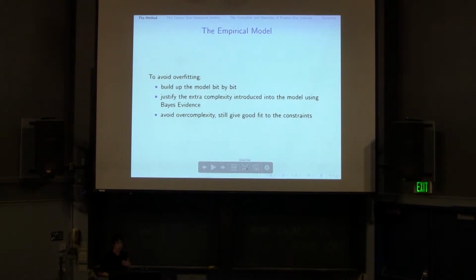That means only the extra complexity that improves the fit significantly is accepted. So this makes sure that, for a given set of observational constraints, the model we built is not overcomplicated, but still gives a good fit to the data.